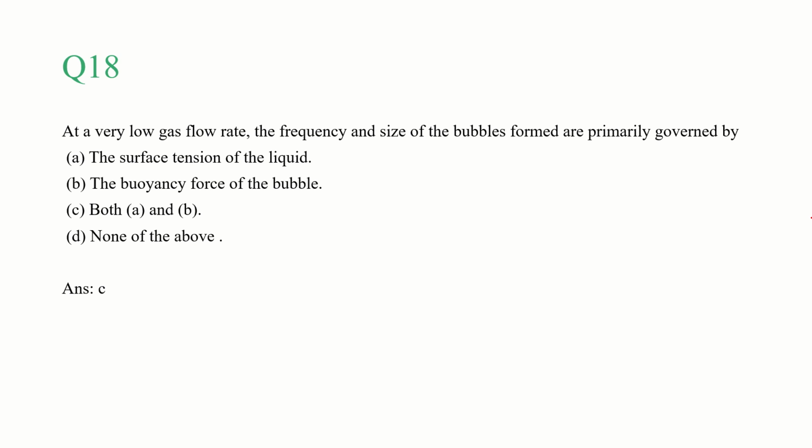So what governs the frequency and the size of the bubbles at very low gas flow rate? One thing is the surface tension of the liquid and the other is the buoyancy force of the bubble: how it is preventing the particles from moving separately, how close the particles are sticking together, and how the bubble as a whole, with the surface tension of the liquid, is making the buoyancy and making the bubbles move. All these govern the frequency and size at which the bubbles are formed. So option A is right, option B is also right, so option C, A and B, is the right answer. The frequency and size of the bubbles formed are governed by the surface tension of the liquid and the buoyancy force of the bubble. Both of them govern the formation of bubbles.